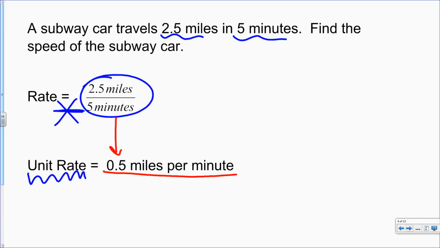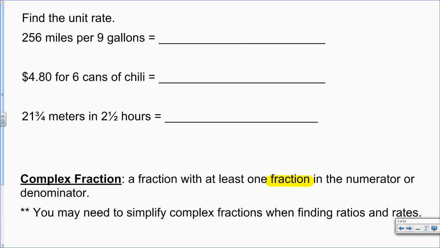We could find that in miles per hour because there are 60 minutes in 1 hour. So if we take 1/2 times 60, you get 30. So this is actually 30 miles per hour, if you want to think about how fast it would be traveling. All right, so we want to look at some examples with this. Go ahead and try to find these unit rates and then turn it back on and check your answers.